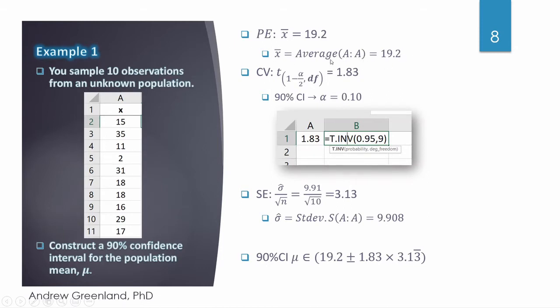And so we know in Excel, I could take the average of A to A, and that's going to go ahead and calculate for me the sample average. It's going to add up all of these objects and divide it by 10. And we're going to get 19.2 as our point estimate, X bar.